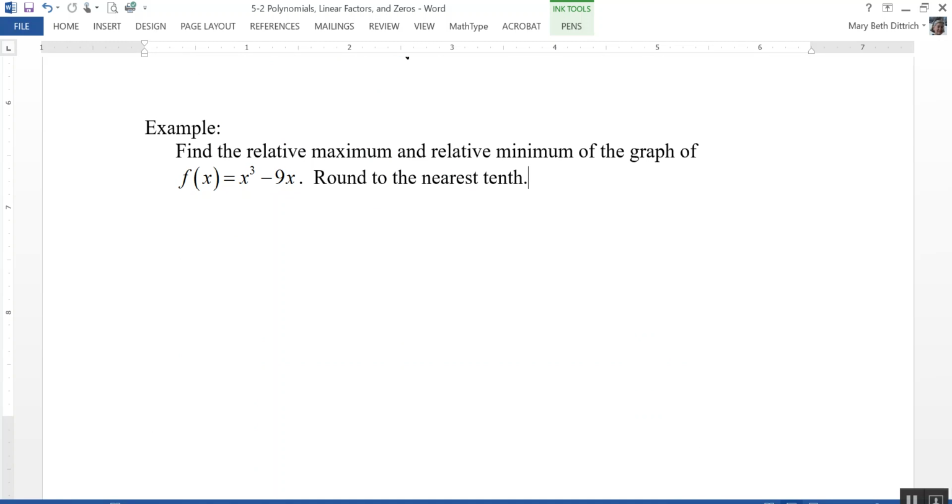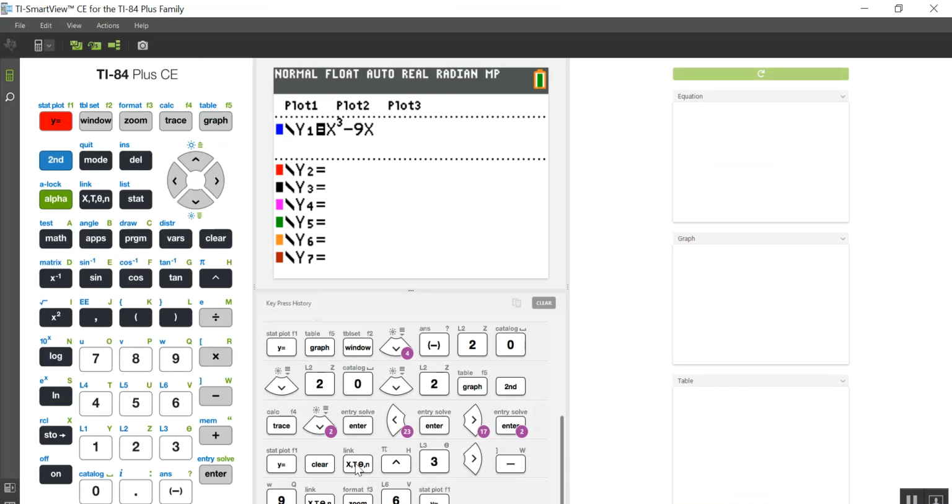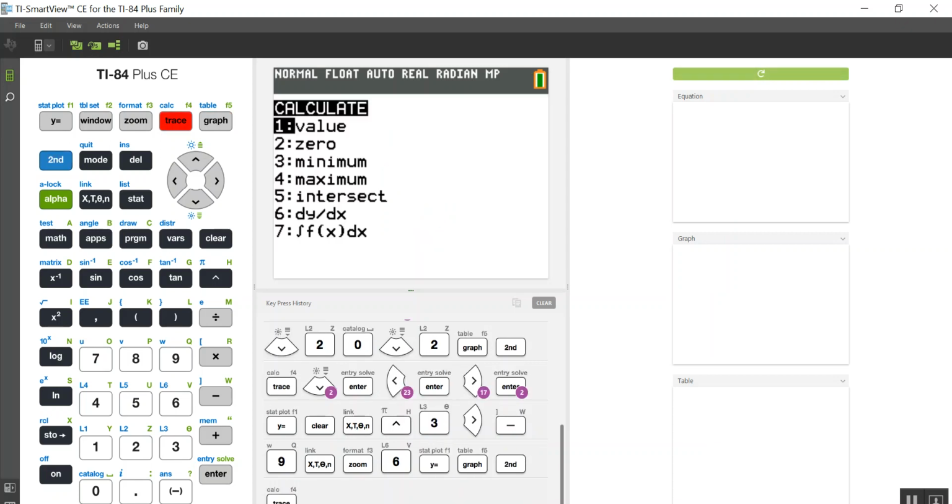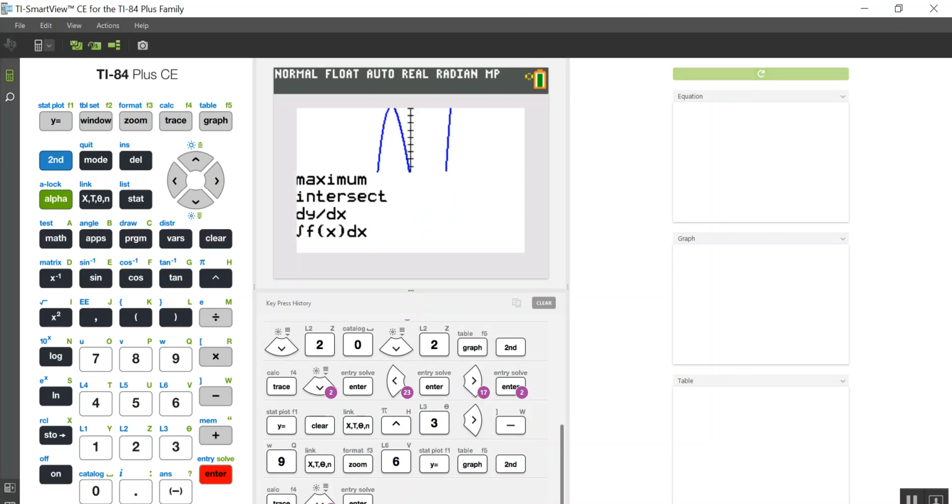So to do this, I'm going to graph it on my calculator. Okay, so here I've put into y1 x cubed minus 9x, and I'll go ahead and graph that. And here I have the graph of the function, and I could change my window a little bit because I'm going to have a relative maximum up here and a relative minimum down here. I don't actually have to do that. I think I can still do it without seeing the whole thing. So I'm going to do second trace, and I'm going to go for my maximum first. So let's go down to 4 and hit enter.